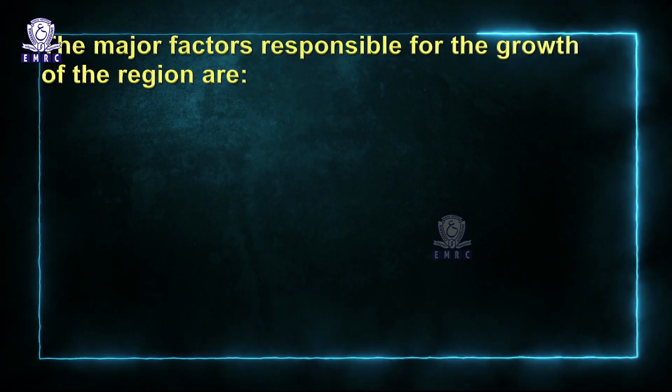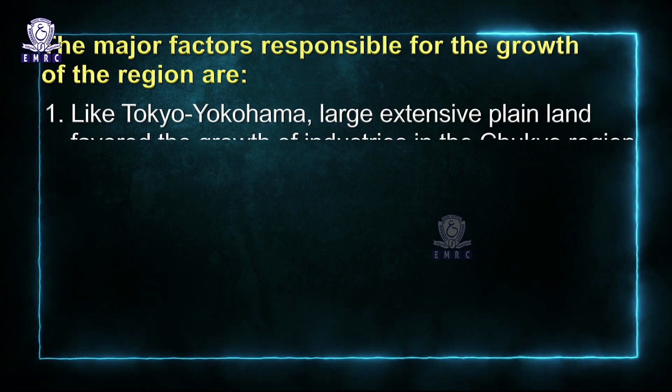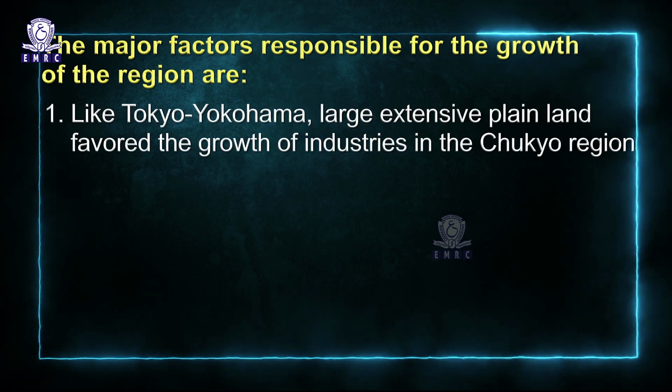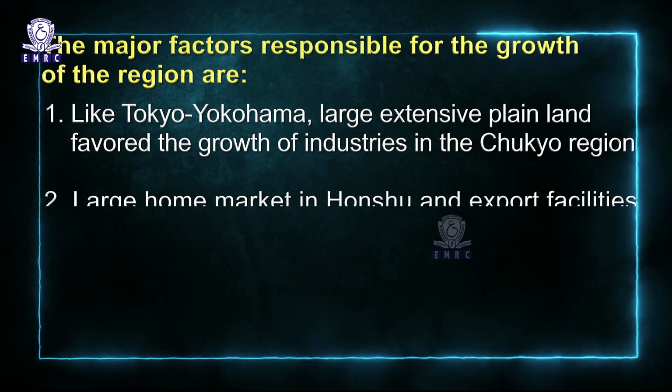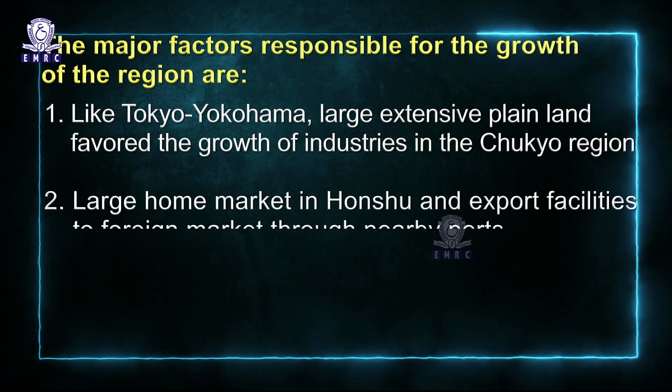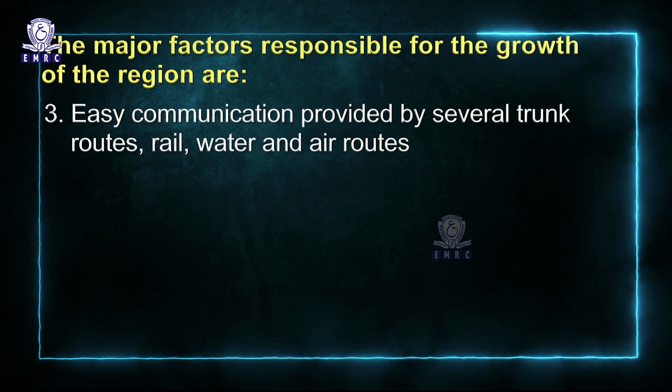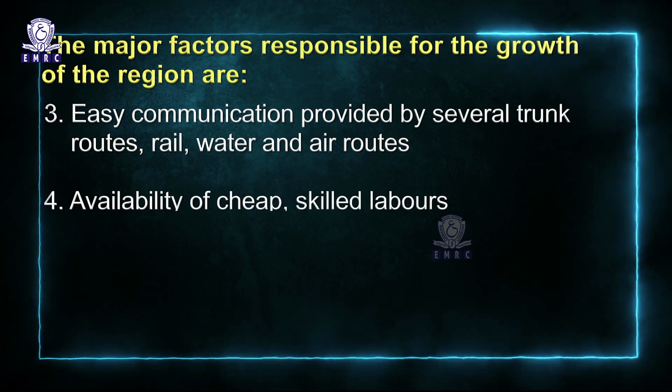The major factors responsible for the growth of the region are, first, like Tokyo-Yokohama, a large extensive plain land favored the growth of industries in the Chukyo region. Second, a large home market in Honshu and export facilities to foreign markets through nearby ports. Third is easy communication provided by several trunk routes, rail, water and air routes. Fourth is the availability of cheap skilled laborers.